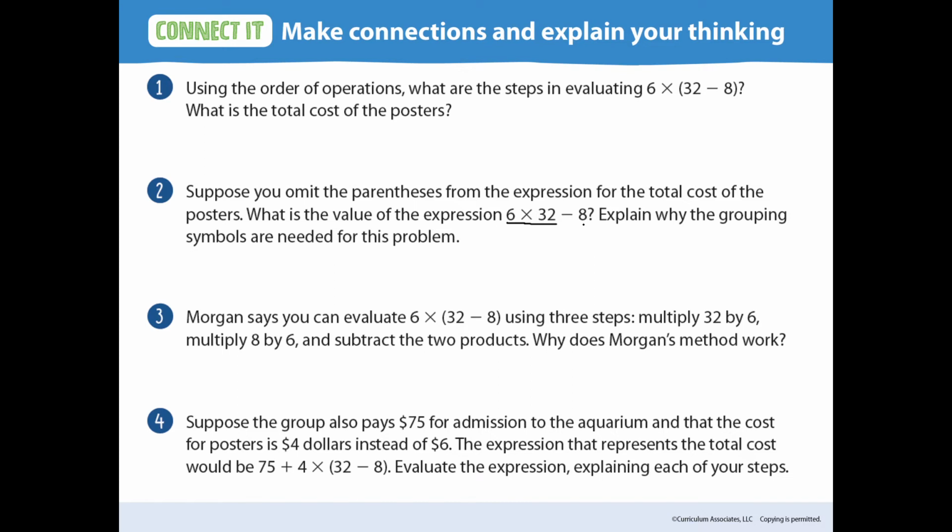Number 3. Morgan says you can evaluate 6 times 32 minus 8 using 3 steps. Multiply 32 by 6, multiply 8 by 6, then subtract the two products. Why does Morgan's method work? So what they're looking at is 6 times 32.